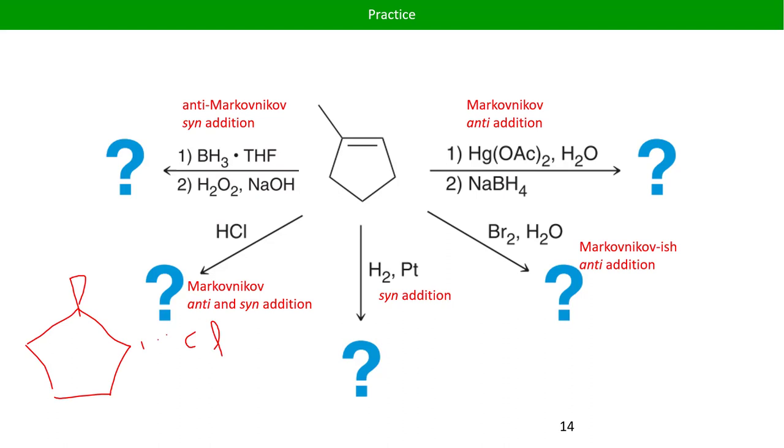we won't be able to tell the difference on this one. I take it back because it's Markovnikov. Doesn't matter that it's trans and cis in this case, does it? Because we'll get the chlorine and we'll get the methyl still attached, but it doesn't really matter which side of the ring is which, right?